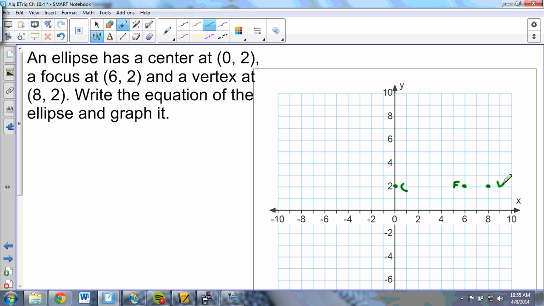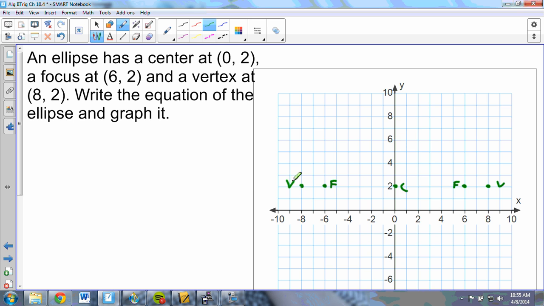And Max is right, I know the other focus. If this distance here is 6, then this distance here, 1, 2, 3, 4, 5, 6, that's my other focus. And 2 more, that's my other vertex. So I at least know that this axis is horizontal. This ellipse has a horizontal orientation.